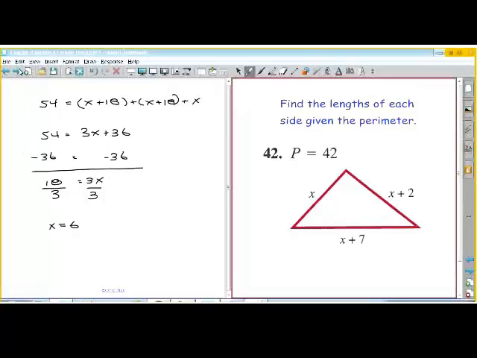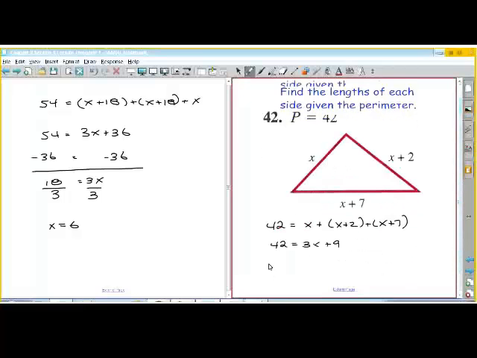Same kind of deal here. Instead of doing it in terms of words, they give you the lengths. So we create, this is problem 42, the perimeter is 42. The perimeter is also the sum of the 3 sides of the triangle. So we have an algebraic equation. Again, we have 3 x's, so we'll combine those together into 3x. Then we have 2 plus 7, which is 9.